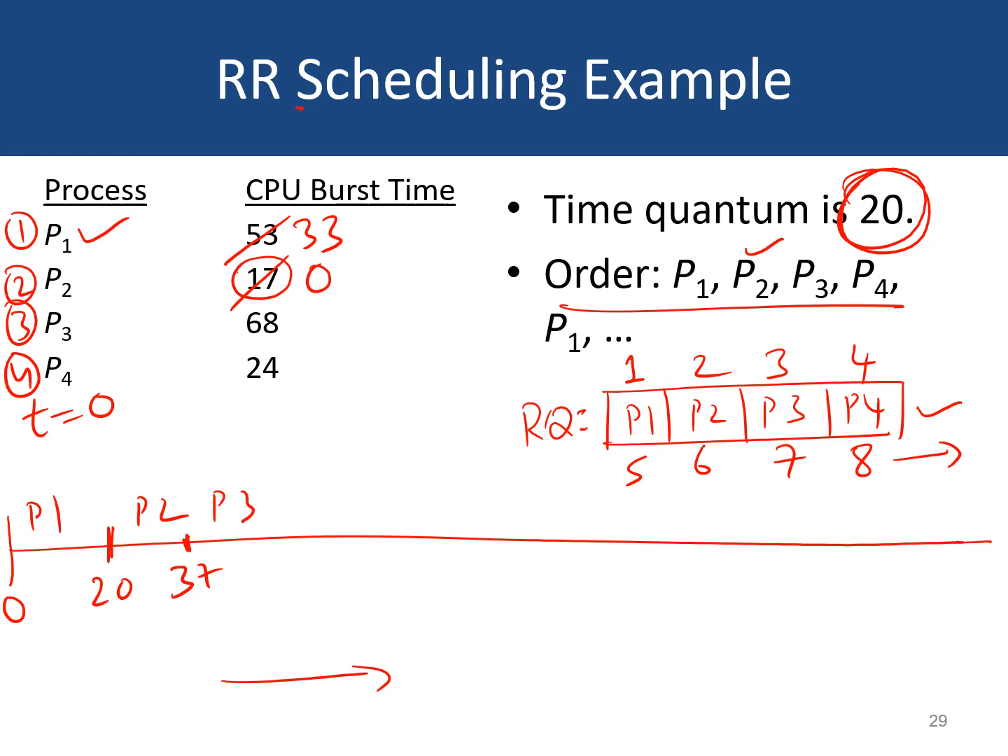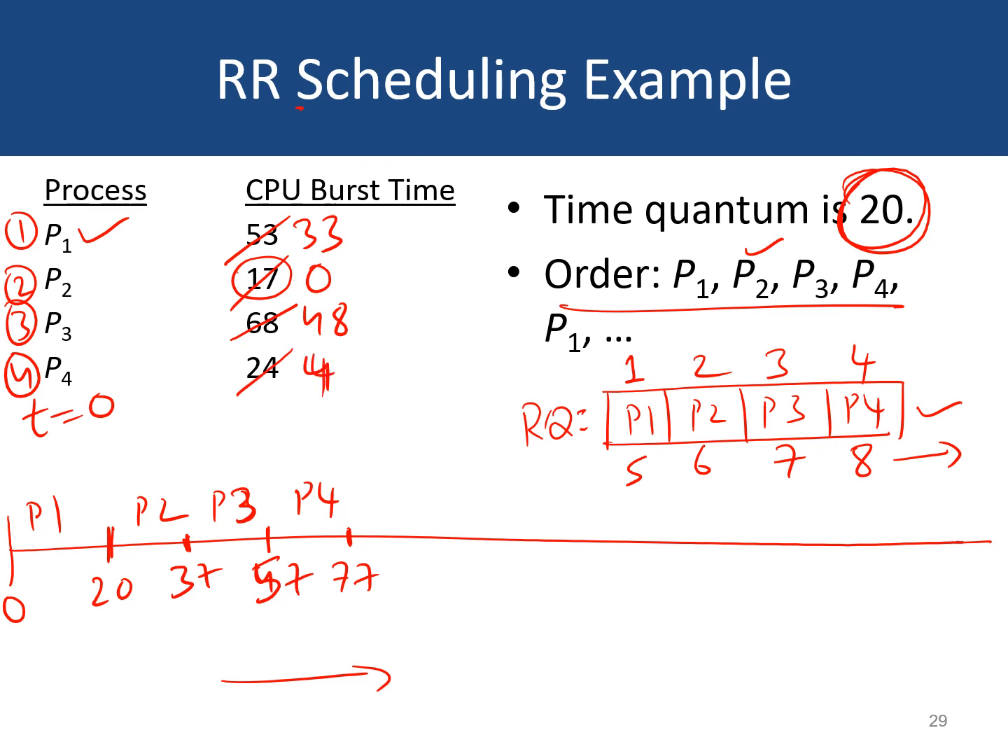Next we'll schedule P3 for execution. Again this will be allowed to run for one time quantum, which is 20 milliseconds. P3 requires 68 milliseconds, which is more than 20. So at the end of this time quantum, P3 will have 68 minus 20, 48 milliseconds remaining. P3 will be preempted at time 37 plus 20, which is 57. After this, process P4 will be scheduled for the next 20 milliseconds. P4 will be preempted at 57 plus 20, which is 77, and P4 will have 24 minus 20, only 4 milliseconds remaining.